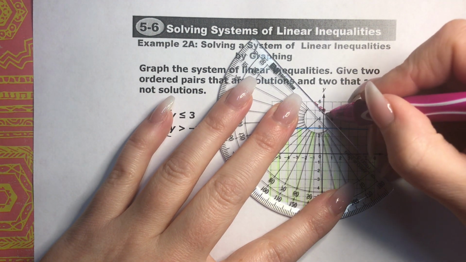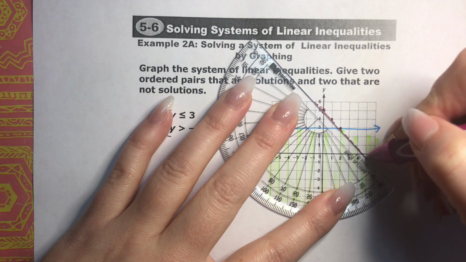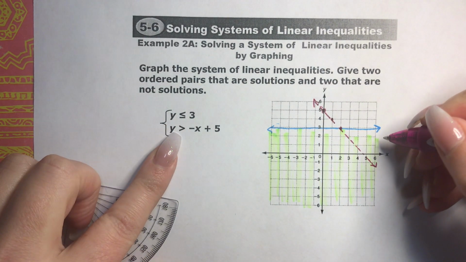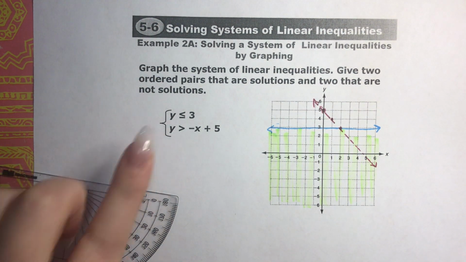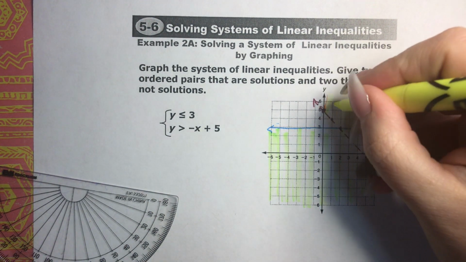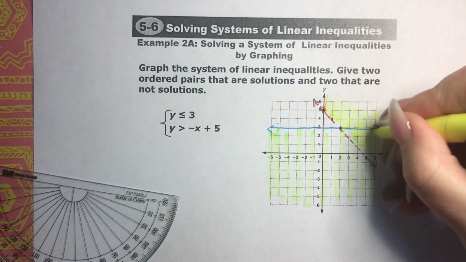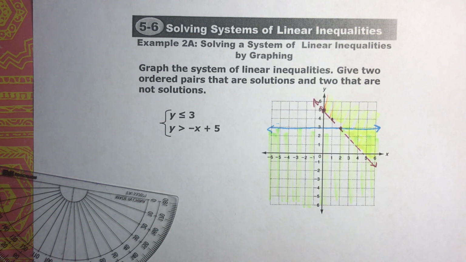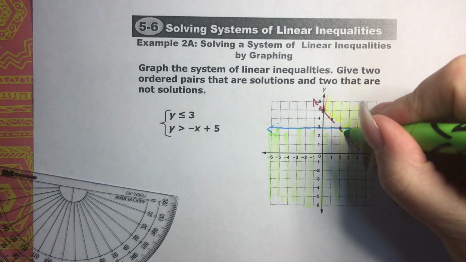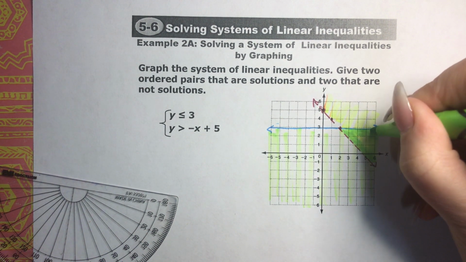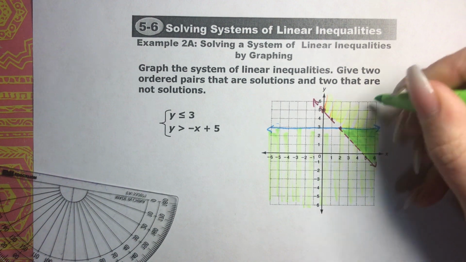We're going to go ahead and do that dashed line. And then it's everything above the line, which is here. So that region where they both are would be right here. I'm going to make it a little bit bigger to make it really solid. So this is our region where the solutions are: below this line, but above this one.